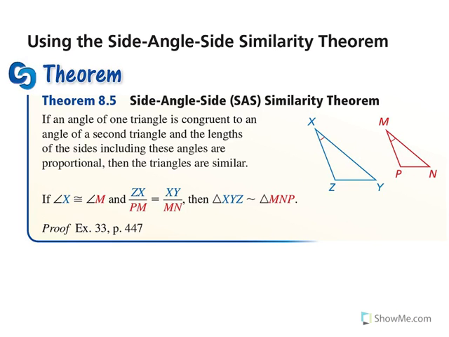Then we also have side angle side. Side angle side is going to have two sides now that need to be proportional. And then it has to have one angle. The included angle needs to be congruent. Okay, remember included means it's right in the center because the A is in between the S and S. Then that angle has to be between the two sides we're talking about.